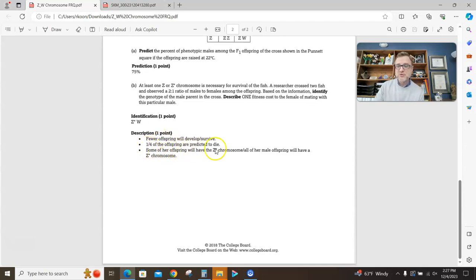A quarter of her offspring will die. That works. Some of her offspring will have the Z star chromosome. And all of her male offspring have the Z star chromosome, which again, down the road could lead to some fish not surviving. So a fitness cost is simply that fewer offspring will survive.